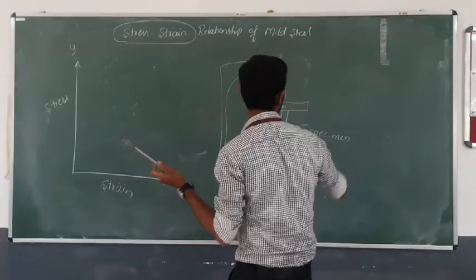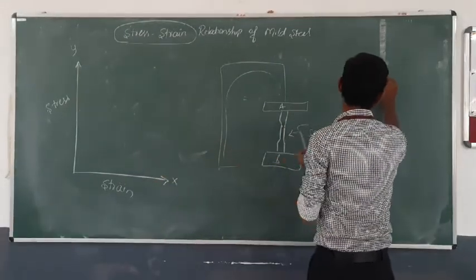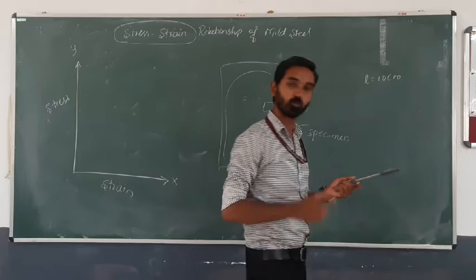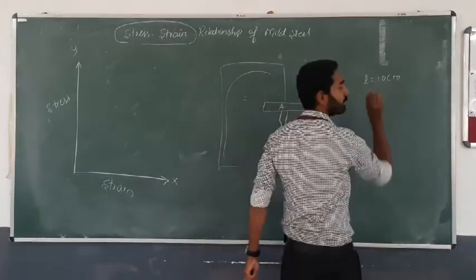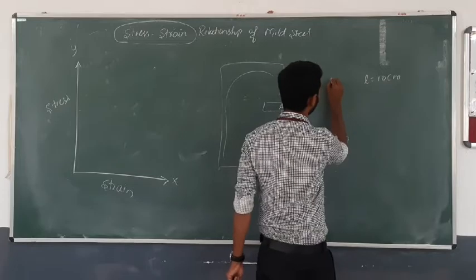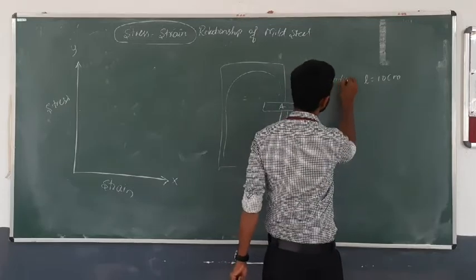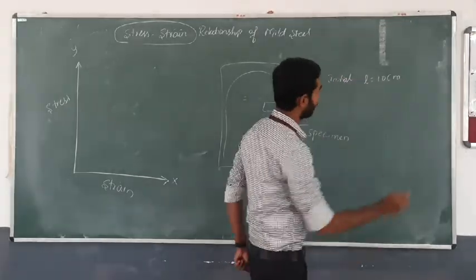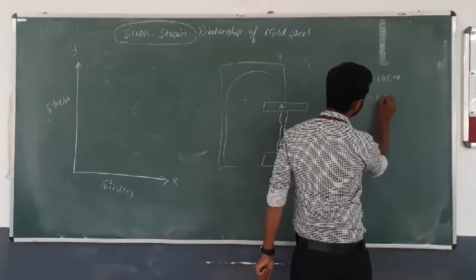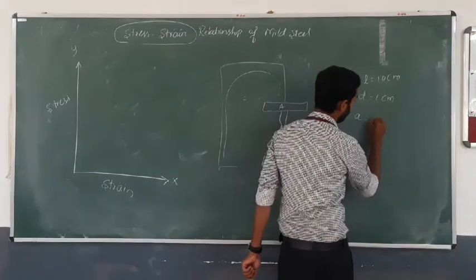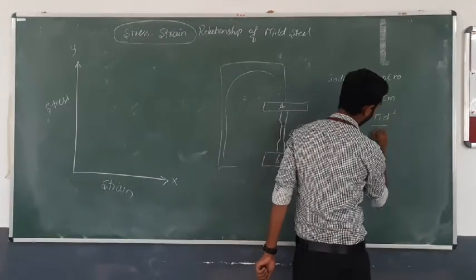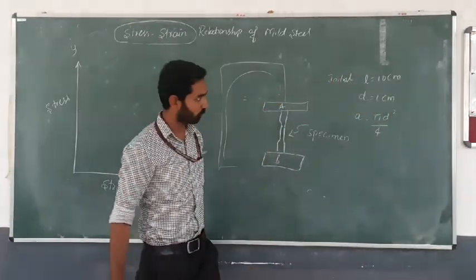You can call this the initial length L. For example, 10 cm. Usually it will be 9.5 or 10, so I will take it as 10 cm. That will be the initial length. And say the diameter is 1 cm. How will you calculate the area? Area will be pi d square by 4.